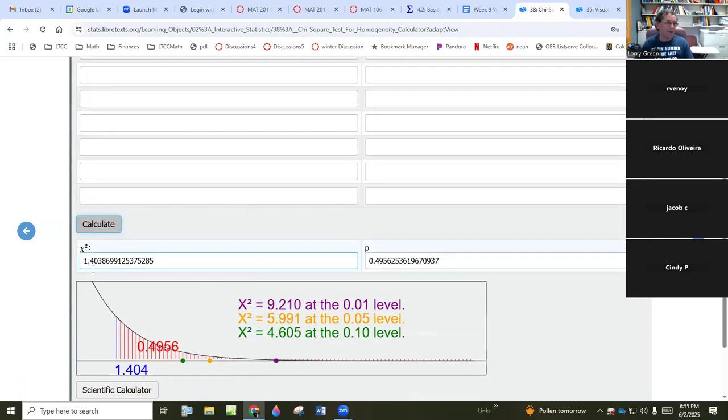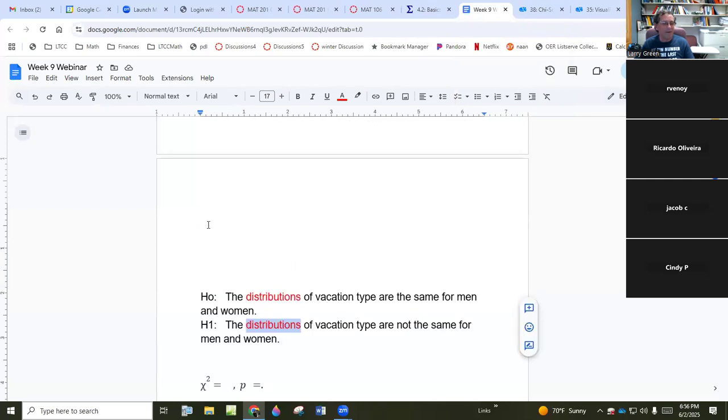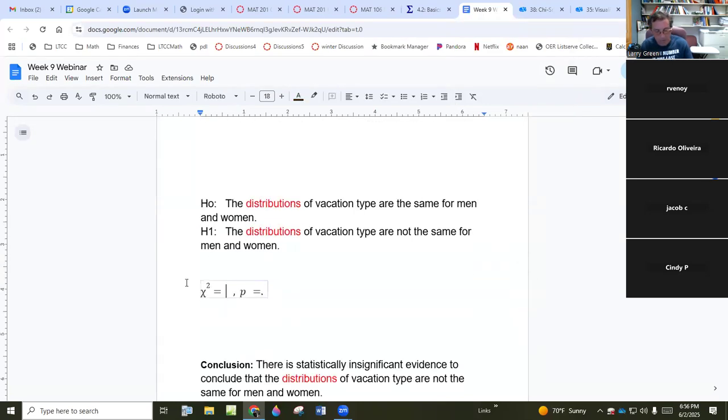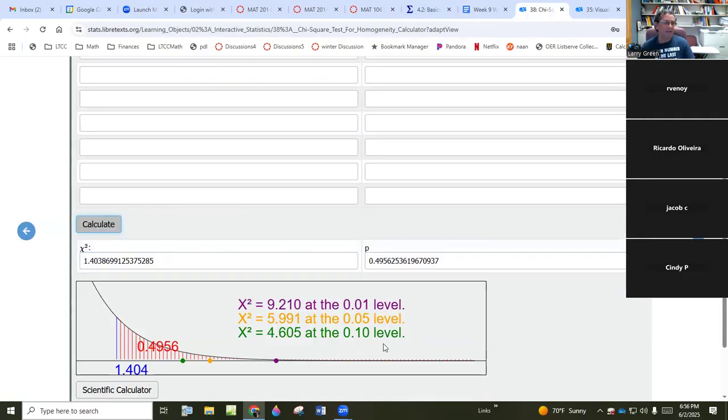Okay, there we go. Chi-squared 1.4038699. P is 0.4956. Okay. So here's our picture, our chi-squared. And so about 1.40 for chi-squared. And the p-value was 0.4956.